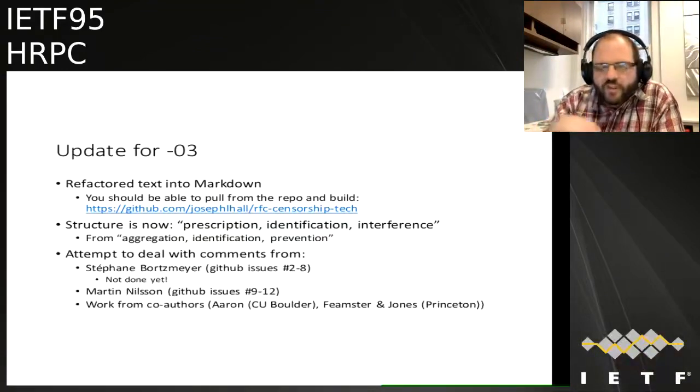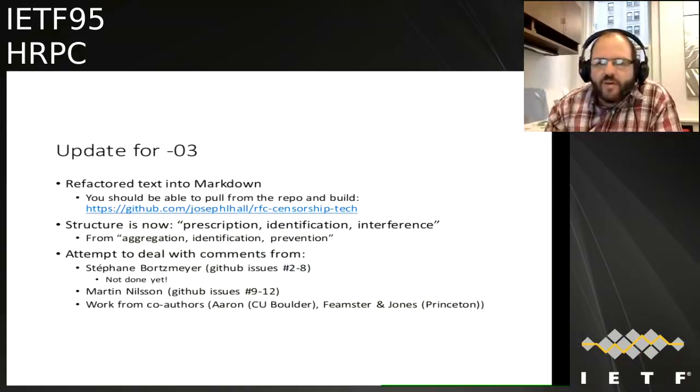And interference is the actual task that some network person takes to actually degrade that traffic or block that traffic. We had it as aggregation, identification, and prevention, and for a lot of good reasons that didn't sit well, so we sort of recast it. I dealt with a lot of comments from Stefan, and I'm not done yet with Stefan's comments. He's prolific and has a lot of really good advice.